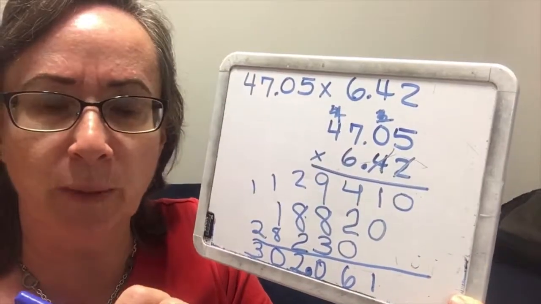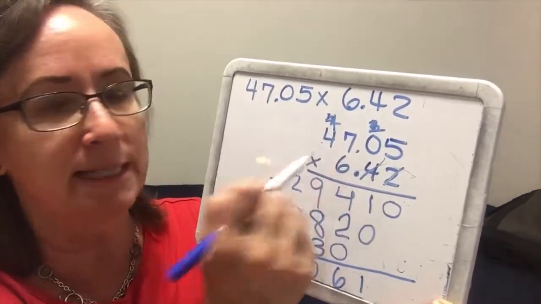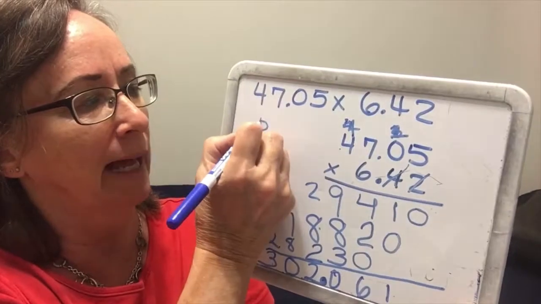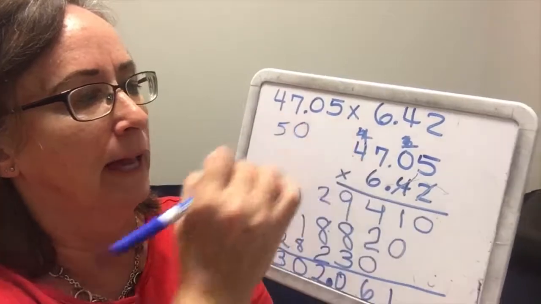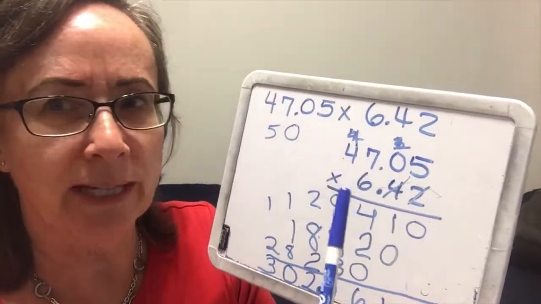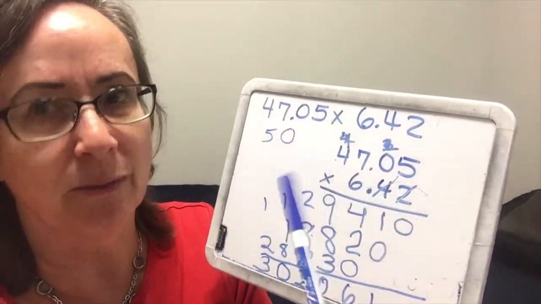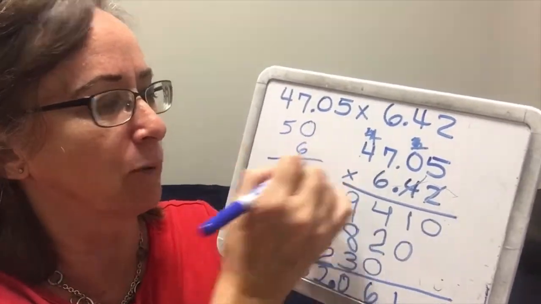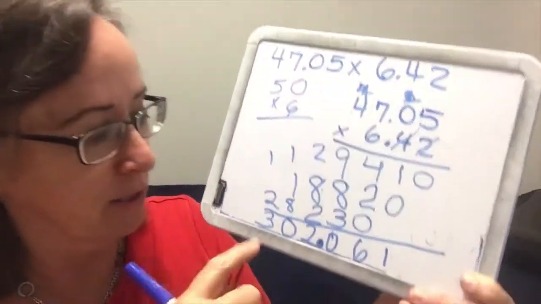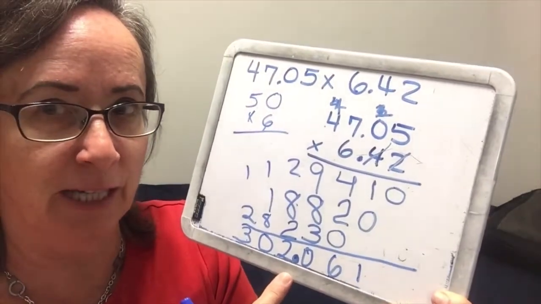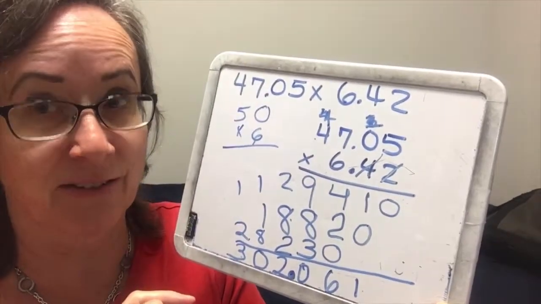But wouldn't it be cool if we had a way of guessing or checking our work? So isn't 47 close to 50? So we'll estimate 47 at 50. And since we rounded 47 up, let's round 6 down. So 6.42 is close to 6 because we're just trying to get an estimate. Isn't 50 times 6 equal to 300? So isn't 302 a very good chance that this is a correct answer, because 50 times 6 is 300.